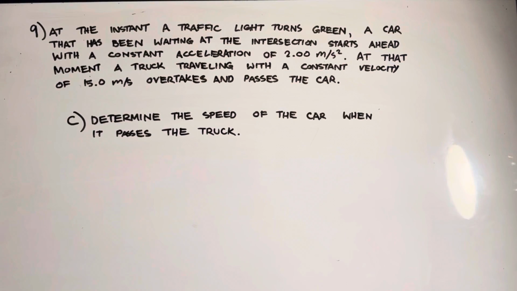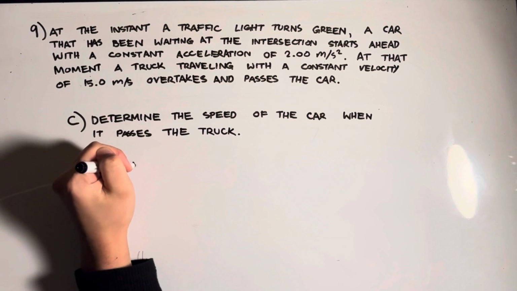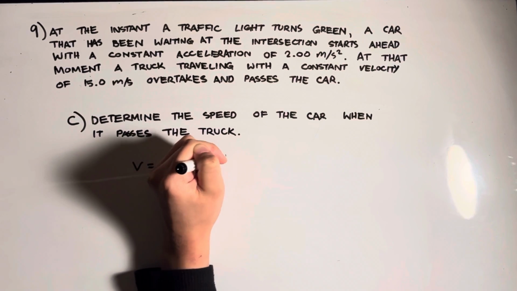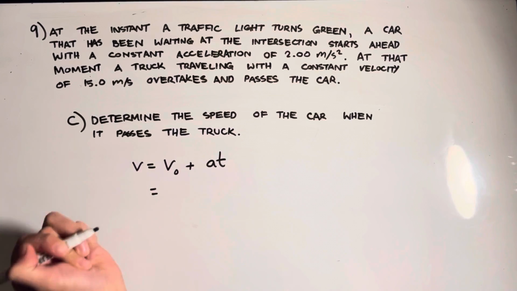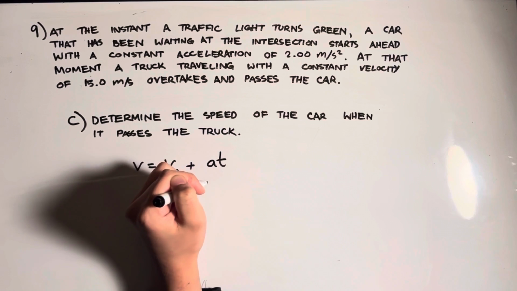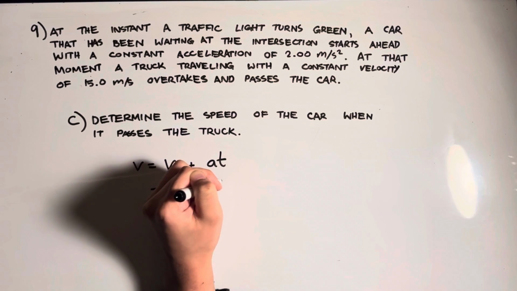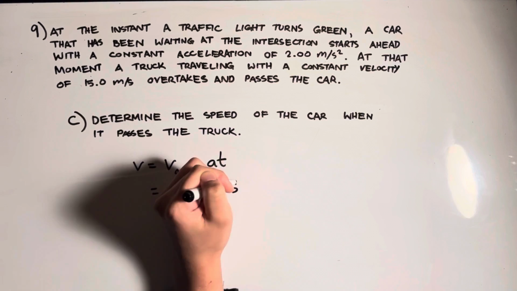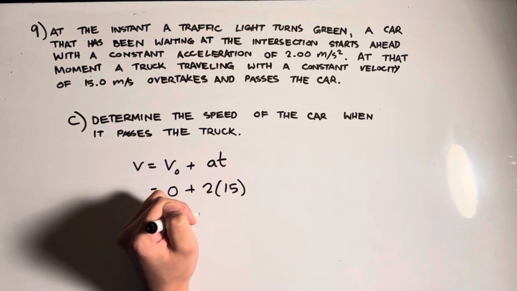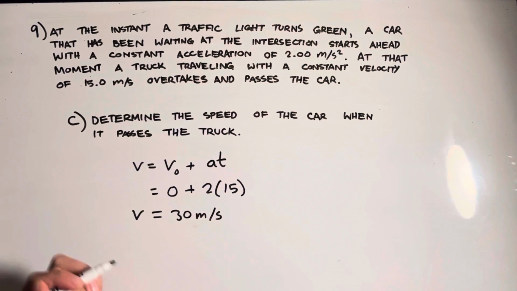Finally, part C wants us to determine the speed of the car when it passes the truck. Since we solved for everything else, we can use the formula velocity is equal to initial velocity plus acceleration times time. If we plug that in, we have our initial velocity as 0 plus our acceleration of 2 meters per second squared times 15 seconds, which would give us a velocity of 30 meters per second. And that is our answer.